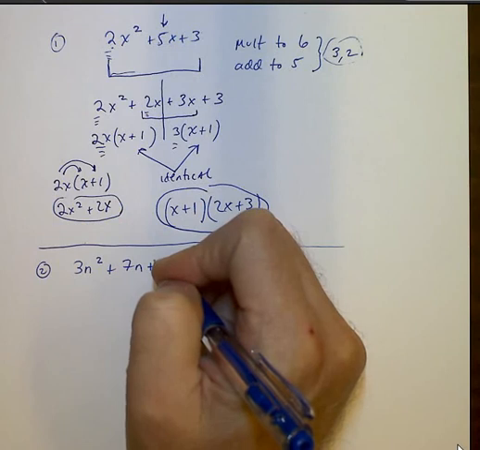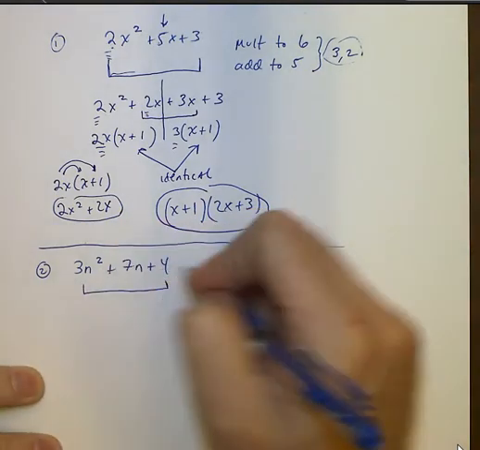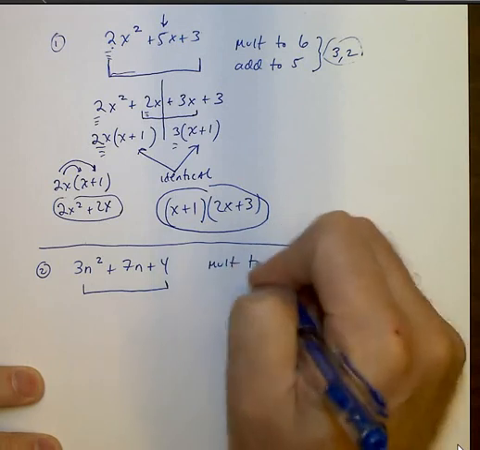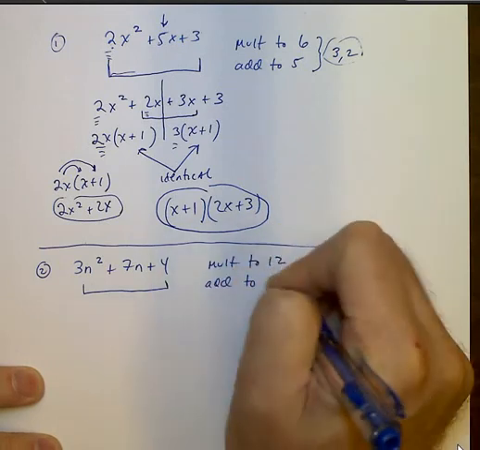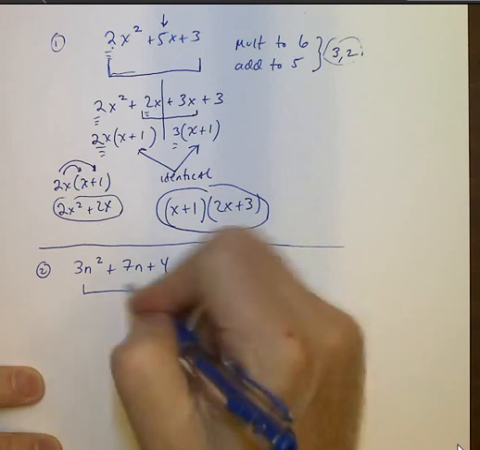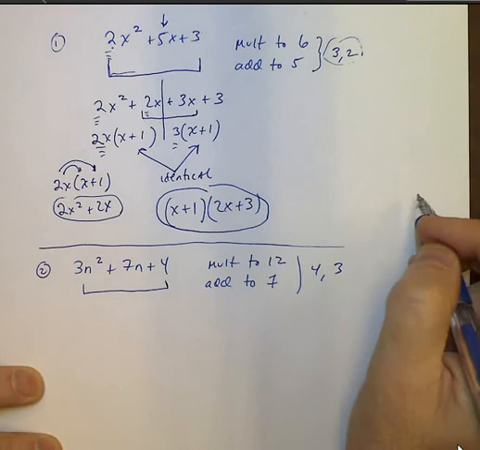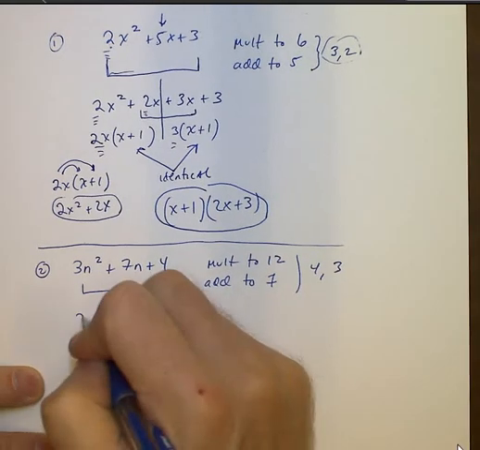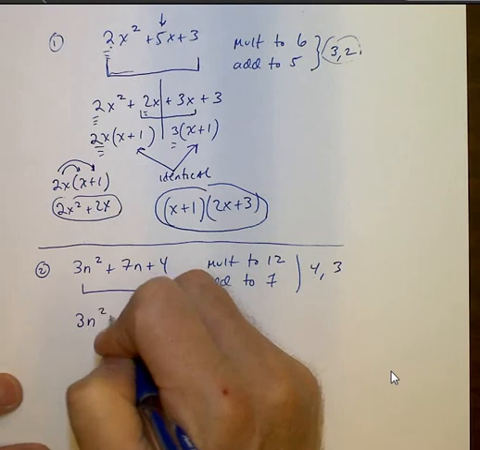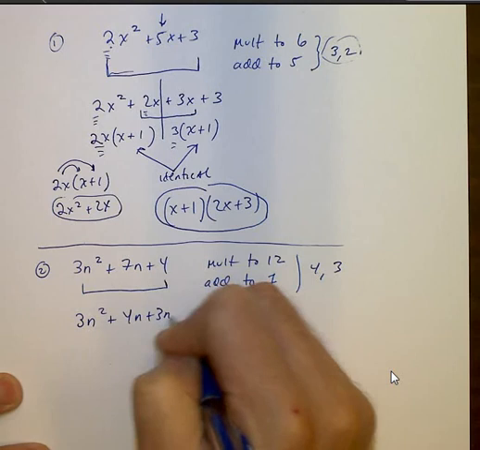So remember the steps. The first step, two numbers in this case that are going to multiply to 12, add to 7. Okay, multiply to 12 and add to 7. Well, what are two numbers that multiply to 12 and add to 7? 4 and 3. 4 times 3 is 12, 4 plus 3 is 7. I go ahead, the middle term, instead of 7n, I'm going to use these two numbers. I'm going to split the problem.